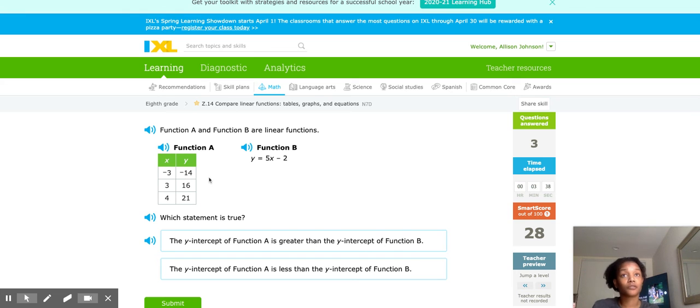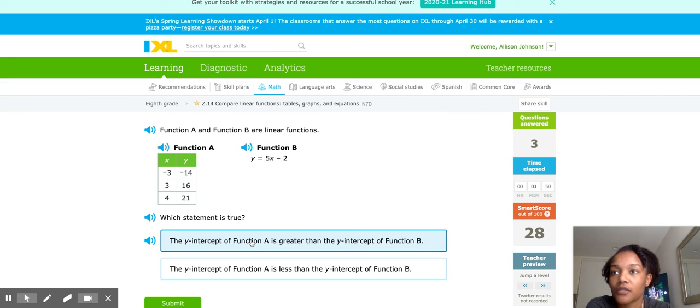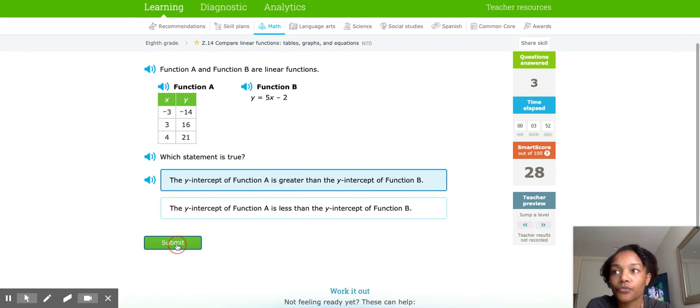So it took a lot of work. You can't just do these in your head. So the B value is 1 for function A, and it's -2 for function B. So the y-intercept of A is greater. Yes, +1 is greater than -2.